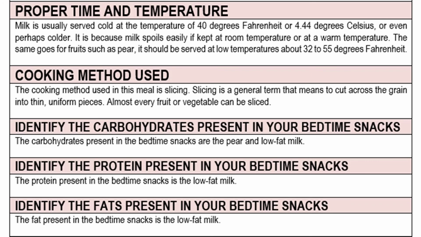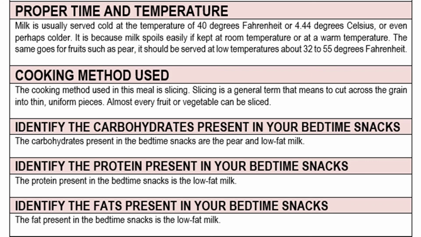The cooking method used is that this meal is more on slicing. Slicing is a general term that means to cut across the grain into thin, uniform pieces. Almost every fruit and vegetable can be sliced. The carbohydrates present in the bedtime snack are the pear and low-fat milk. The protein present in the bedtime snack is the low-fat milk. And the fat present in the bedtime snack is also in the low-fat milk.